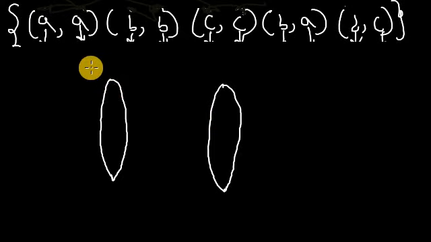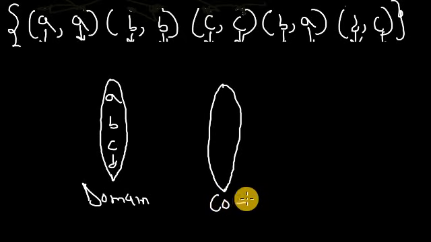So the first oval is meant to insert all the input values respectively. Keep in mind you have to arrange them in ascending order, and sometimes it might not be that way. But regardless, if you are the one forming it yourself, please kindly make sure you arrange it in ascending order. So I have A, B, C, D. Which implies that the first oval is meant for the domain, while the second oval is meant for what we call the co-domain. This is the domain, this is the co-domain.